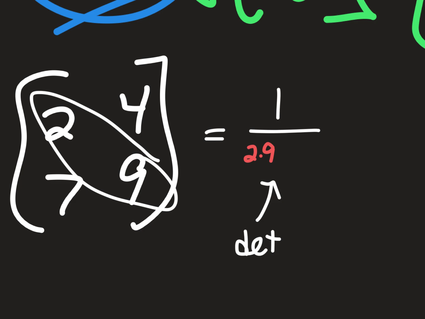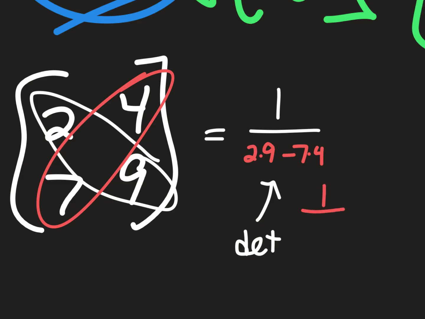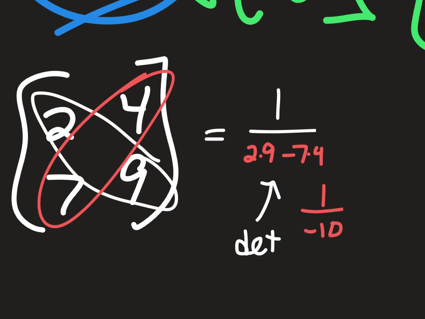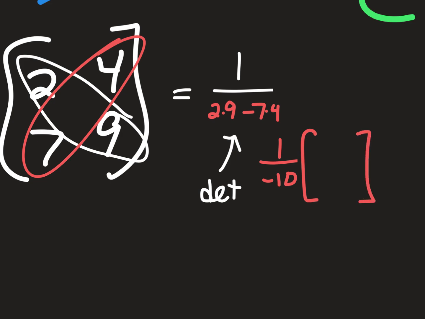All right, good. All right, so what do you do? 2 times 9, and then what? Minus 7 times 4. And it won't ever matter if it's 4 times 7 or 7 times 4. That won't matter. Okay. So this would be 1 over 18 minus 28. So did you get 1 over negative 10? Raise your hand if you had that right. Nice. Now you just got to remember the flip-flop op-op thing.